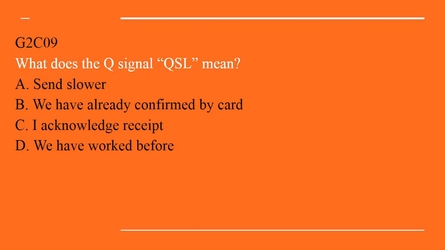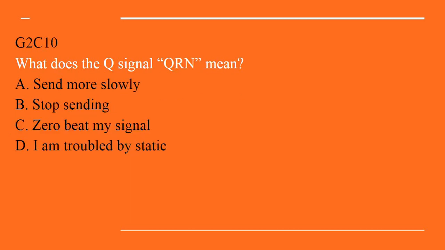G2C09. What does the Q signal QSL mean? A. Send slower. B. We have already confirmed by card. C. I acknowledge receipt. Or D. We have worked before. Correct answer is C. I acknowledge receipt.